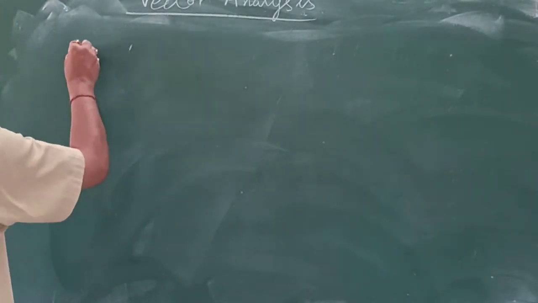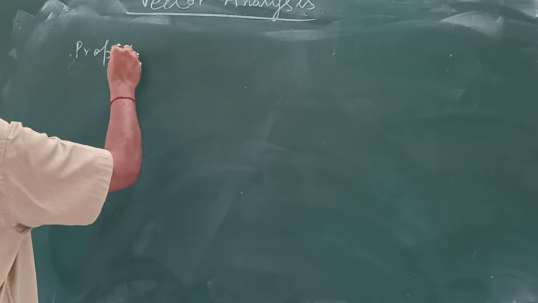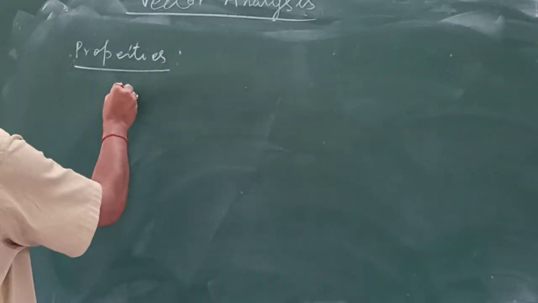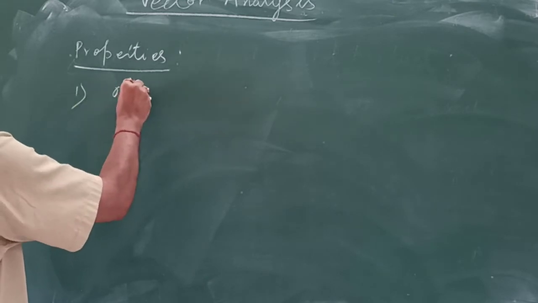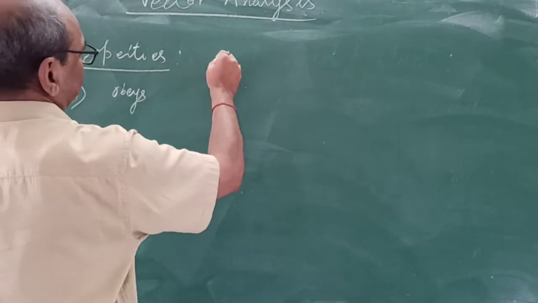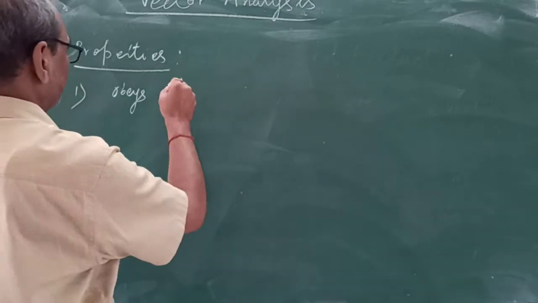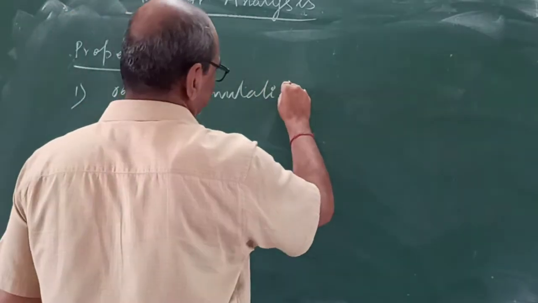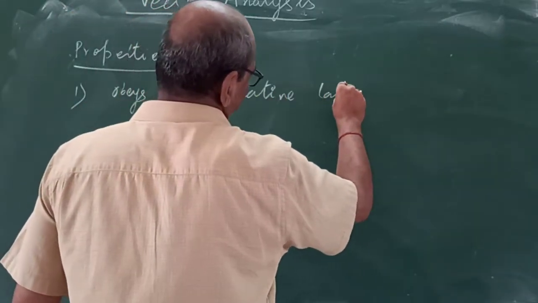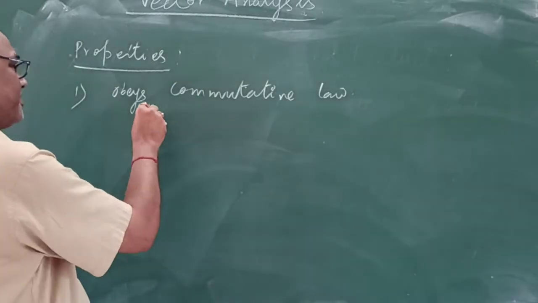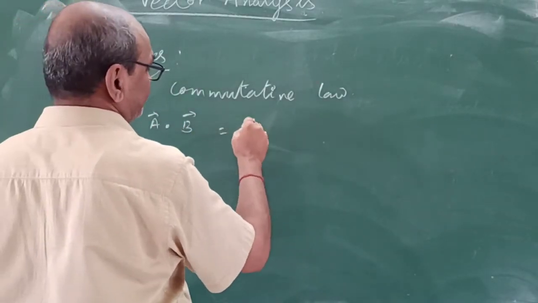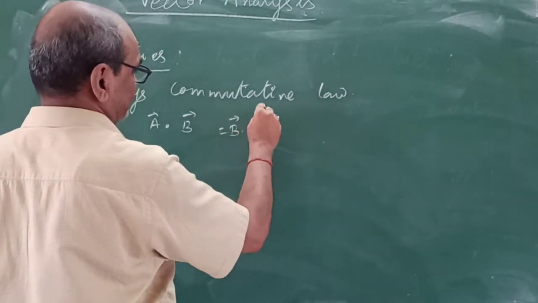Now, properties. First one: the dot product of two vectors obeys the commutative law. All of you know the commutative law. Do you know it or not? Therefore, A dot B is equal to B dot A.